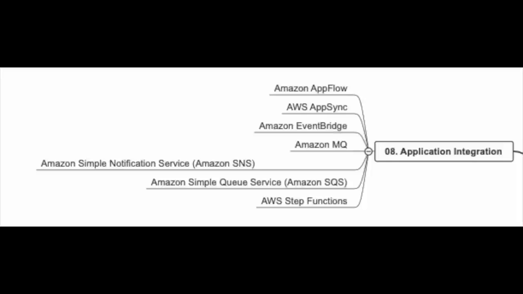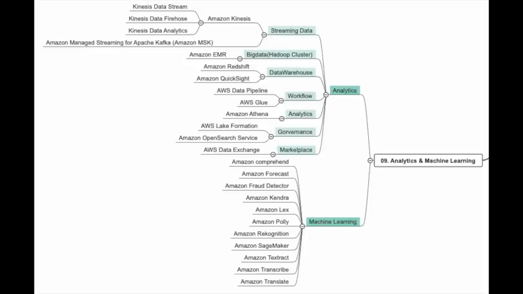The eighth service topic is application integration. Application integration on AWS is a set of services that enable communication between decoupled components within microservices, distributed systems, and serverless applications. You need to understand how these services are used. The ninth service topic is analytics and machine learning. It is one of the hot topics these days.